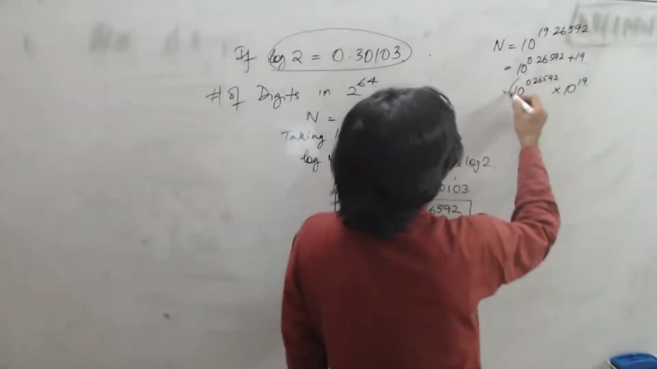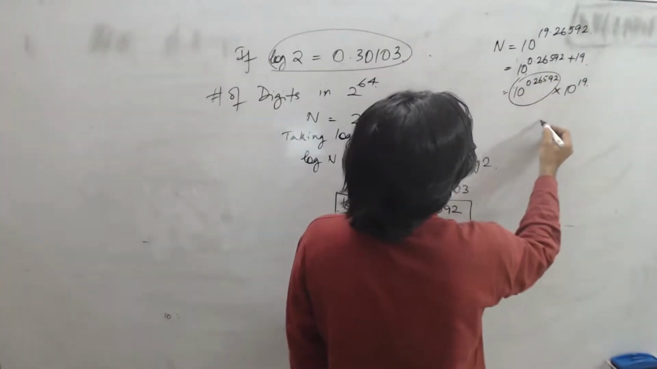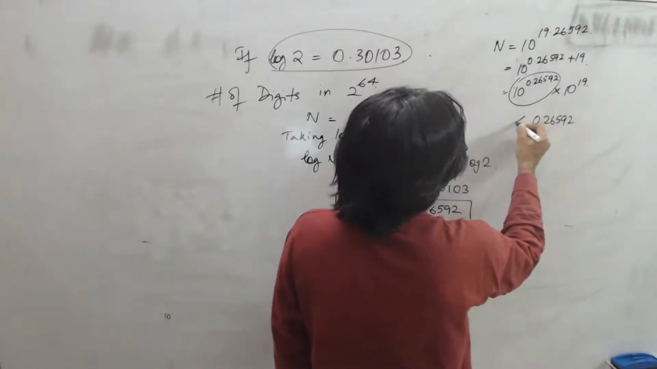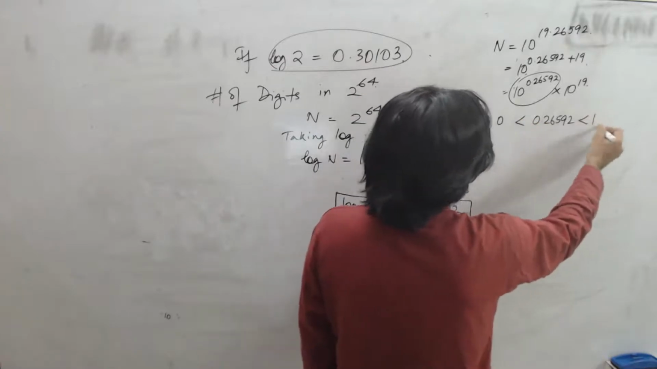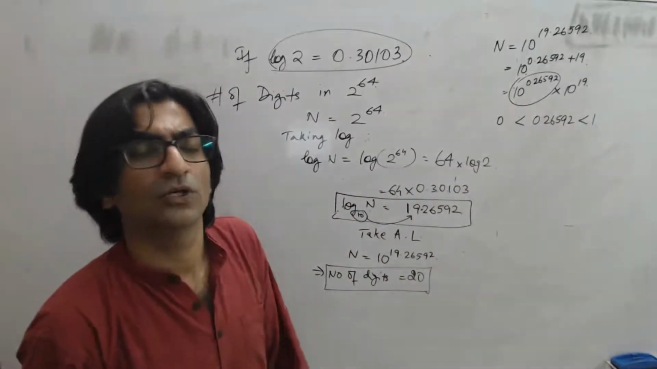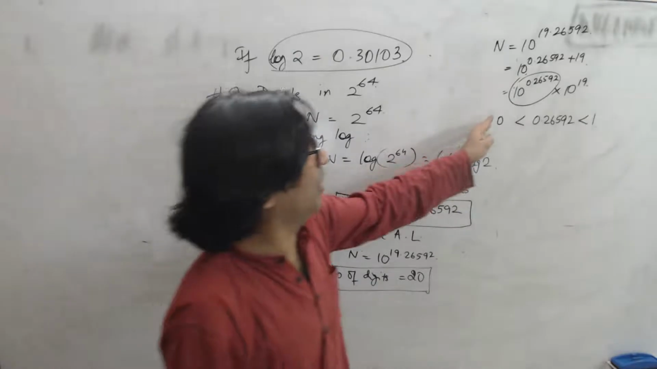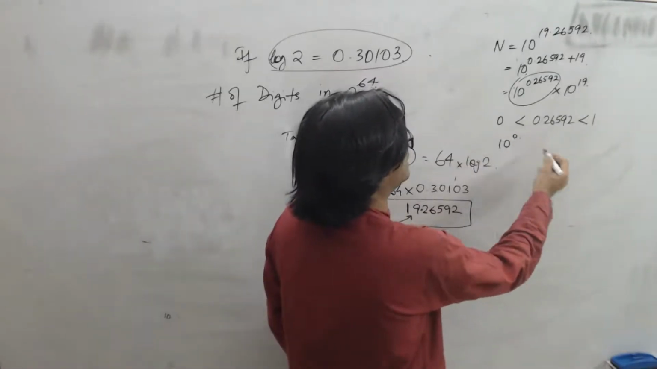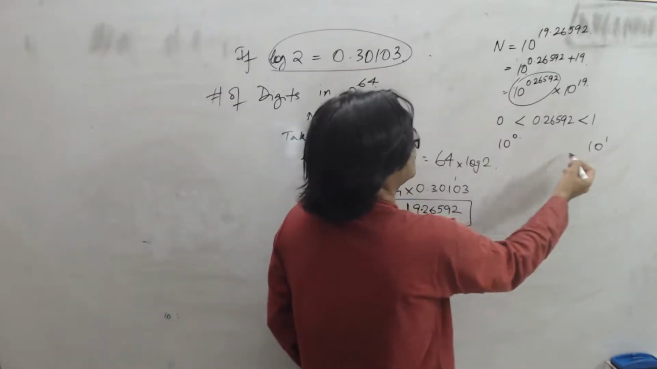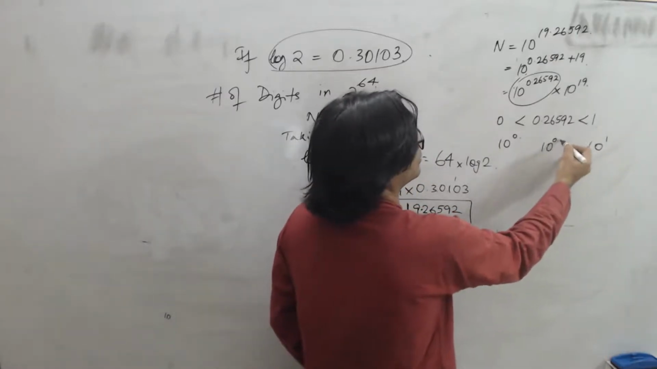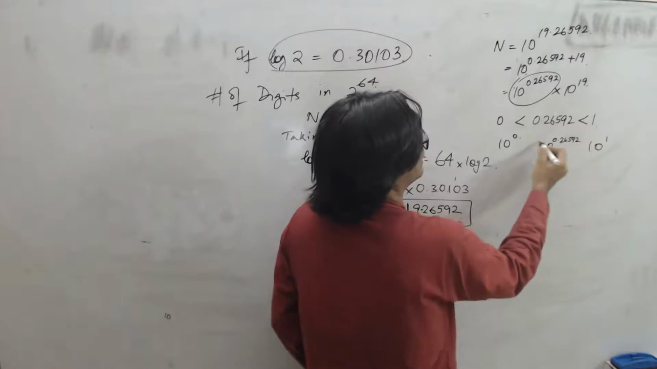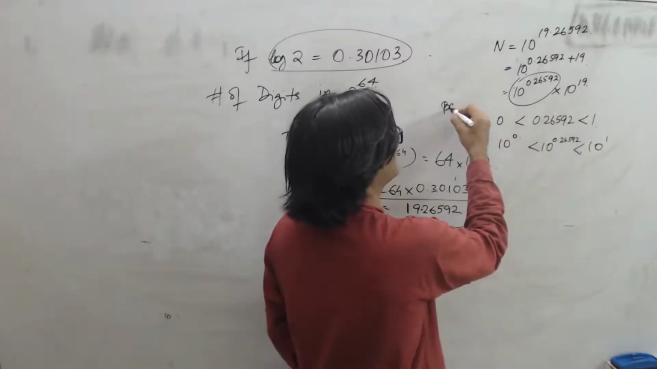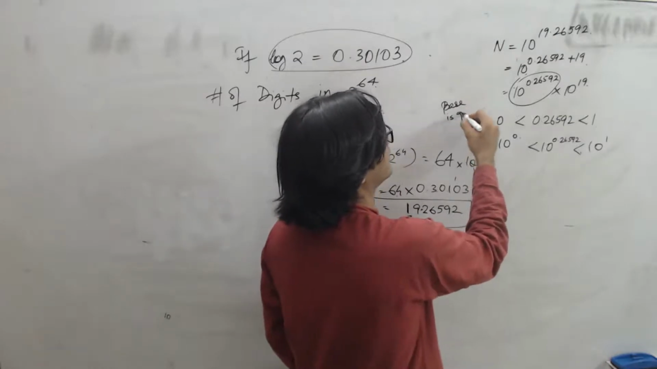Now, focus on this part. You know that 0.26592 in terms of value lies between 0 and 1. So when all three numbers are used as powers, then 10 to the power 0 will be the least, 10 to the power 1 will be the highest, and 10 to the power 0.26592 will lie somewhere in the middle. Remember, this is so because the base is greater than 1.